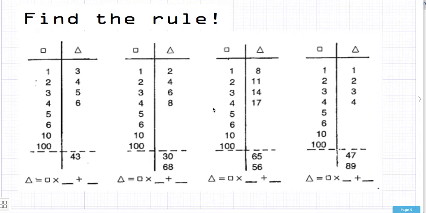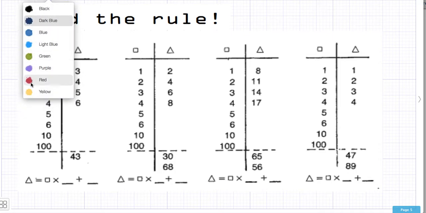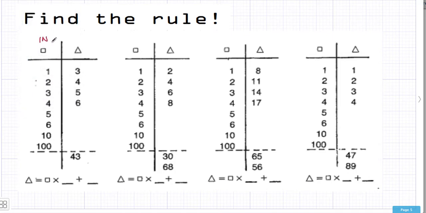So in this video we're going to look at finding rules using a table. We did some of these in class a few days ago. We looked at in and out numbers. The idea was to take a number from this in column and apply some kind of rule to that number, which is the same for each number, to get the number in the out column.